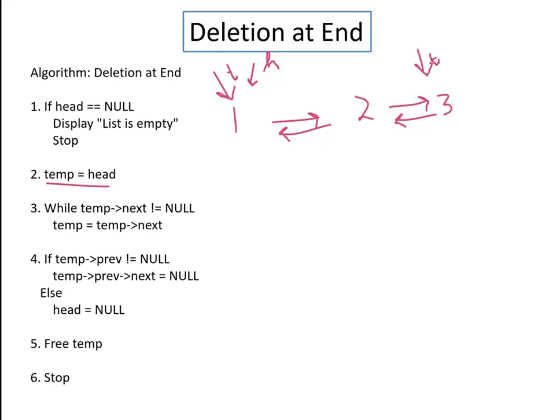Yes. So now what you try to do? Temp's previous not equal to null. Yes, temp's previous is not equal to null. So what you try to do? You try to make temp's previous next equal to null. Okay, so this node has three compartments. So temp's previous is this, which points to the next is this. You make that next null. Okay, so else head is equal to null. Else part will not execute here. So this part is over. Now free temp. Temp is pointing to node 3. Free temp means node 3 is deleted.